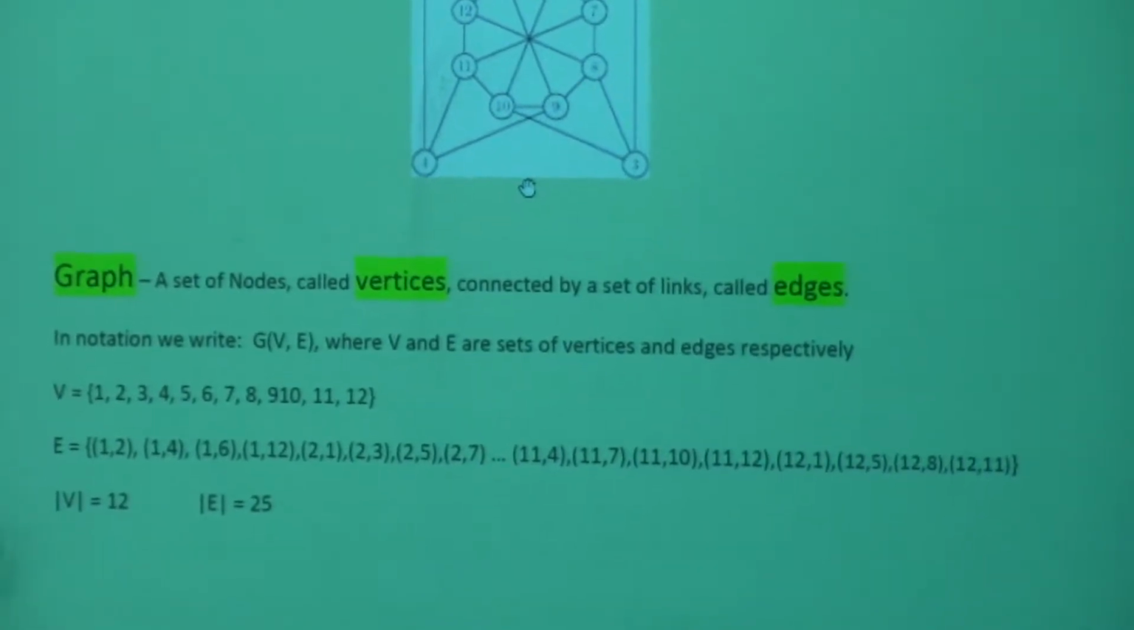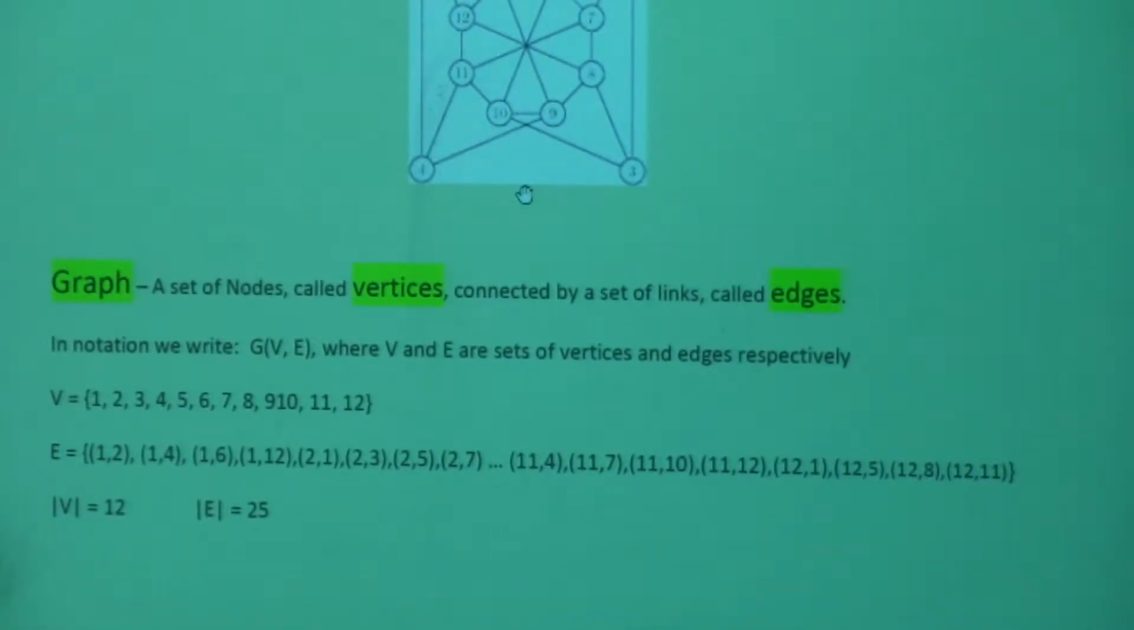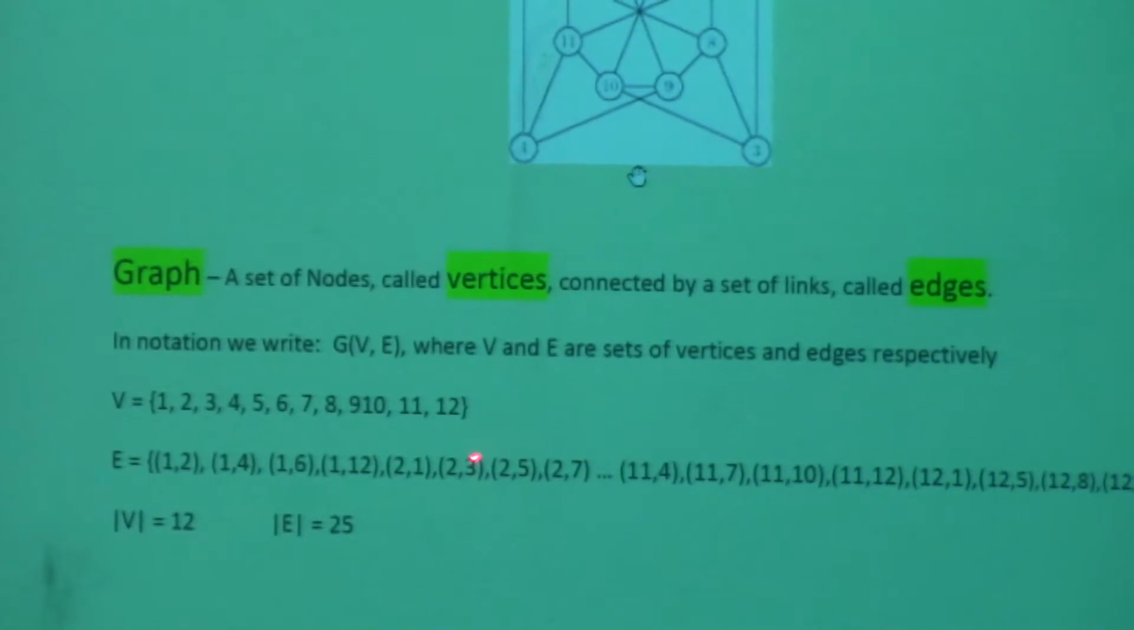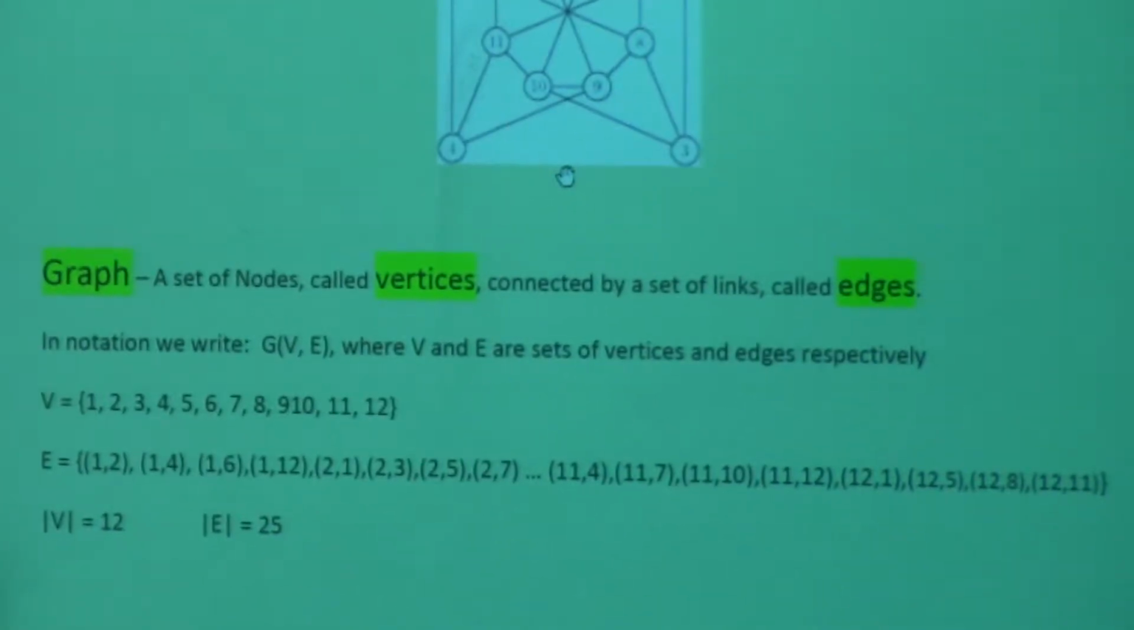So if you look at the first edge, what's the value of the first edge? That's the pair. What's the first edge? 1, 2. And that means there's a connection from 1 to 2. Notice there's an edge to 5. So if you go to 2, there's a connection to go to 5. Notice there's no 2, 4. How come no 2, 4? Because 2 does not go directly to 4. No way to go from here directly.